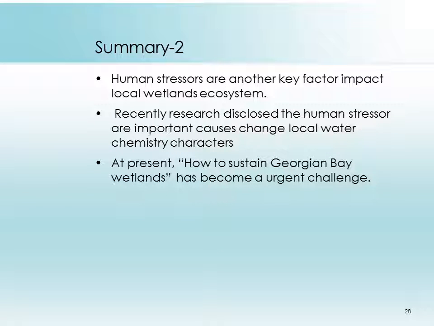Human stressors are another key factor impacting local wetland and ecosystem. Recently, research disclosed that human stressors are important causes of change in local water chemistry characters. At present, how to sustain Georgian Bay wetland has become an urgent challenge.